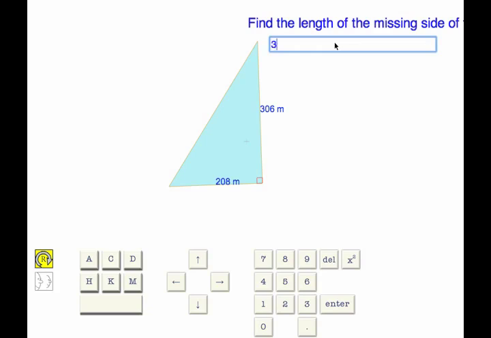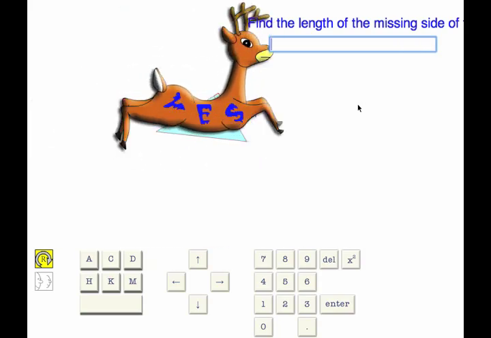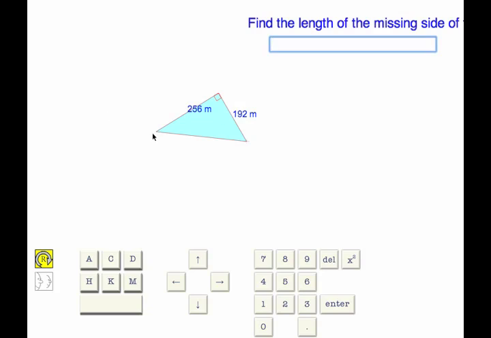And 370. Don't forget the units. This is in meters, so 370 space m. There you go. Yay! And that's how you find the missing side of a triangle, in this case the hypotenuse, using Pythagoras' theorem.